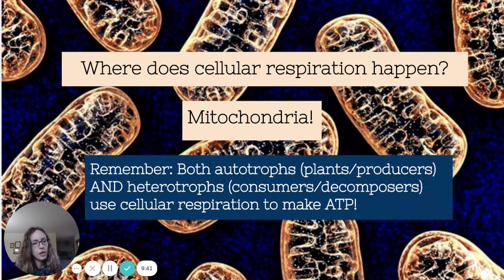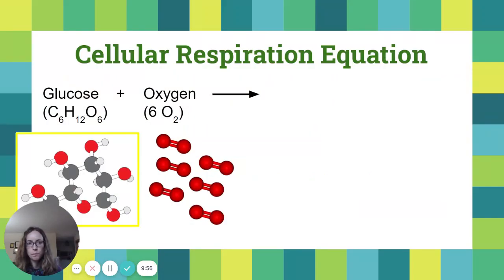Some cells will have more mitochondria than others, depending on their energy needs and how much ATP they have to produce. And remember again that both autotrophs and heterotrophs will use cellular respiration. So do not think of this as an animal-only type thing. That's a common mistake people make. This happens in plant cells in exactly the same way it happens in animal cells.